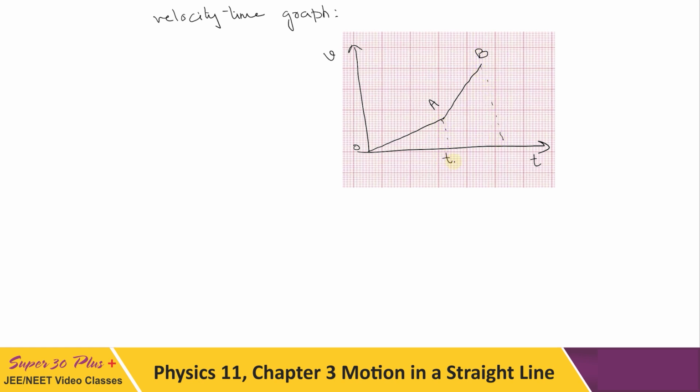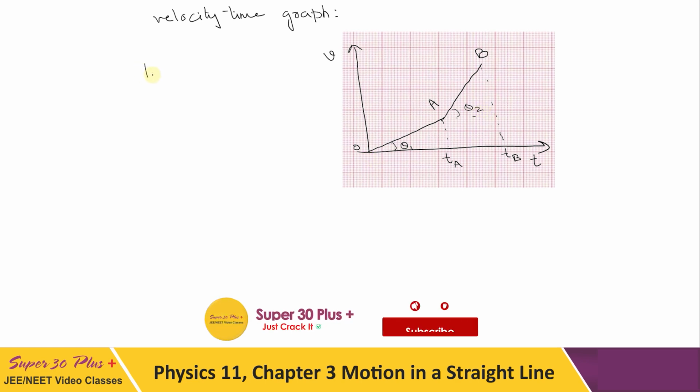This is some time TA, this is some time TB. First I am going to write the slope of this portion OA, let this be theta 1, and then the slope of this portion, let this be theta 2. Now what does theta 1, the slope of the first portion OA, represent?